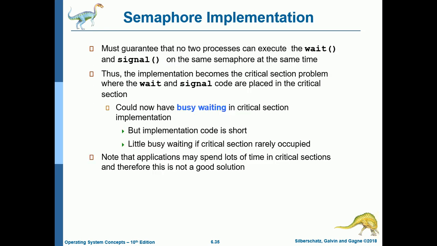The semaphore implementation must guarantee that no two processes can execute wait and signal on the same semaphore at the same time. Thus the implementation becomes the critical section problem, where the wait and signal code are placed in the critical section. We could now have busy waiting in the critical section implementation, but the implementation code is short, so there is little busy waiting if the critical section is rarely occupied. Note that applications may spend lots of time in critical sections, and therefore this is not a good solution, because it should have bounded waiting, meaning it should give other processes their opportunity to use their critical section.